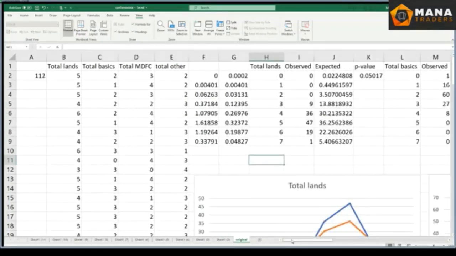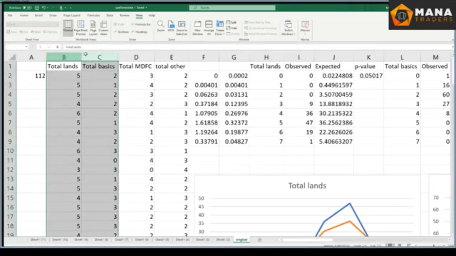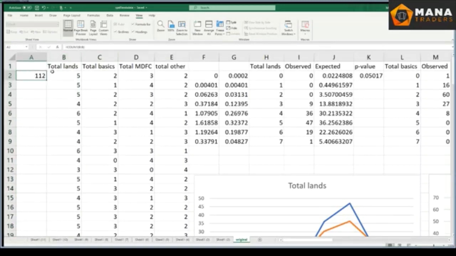All right, so you can see here these are the raw data that we gathered. Here we count the total lands. There are 112 hands that we used. Here we count the total lands in each of those hands, and then here we count the total basics. If you subtract the total basics from the total lands, you get the total MDFCs in that hand. And if you subtract the total lands from 7, you get the total non-land cards in that hand.